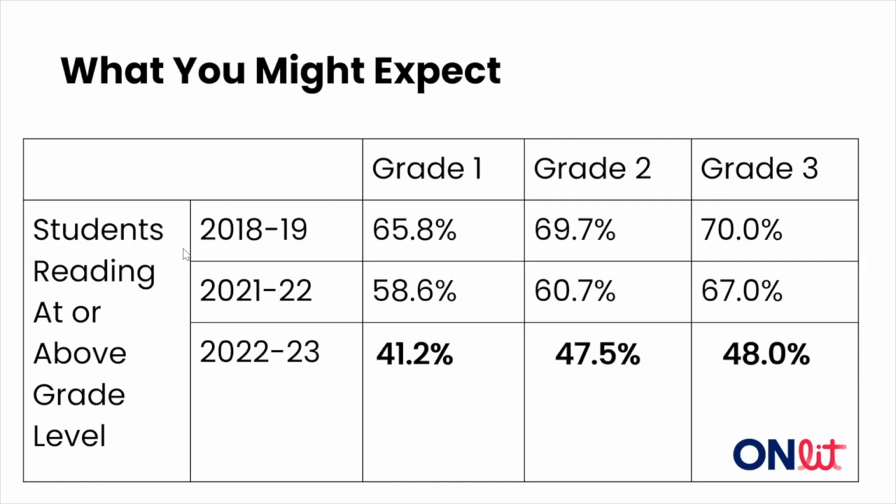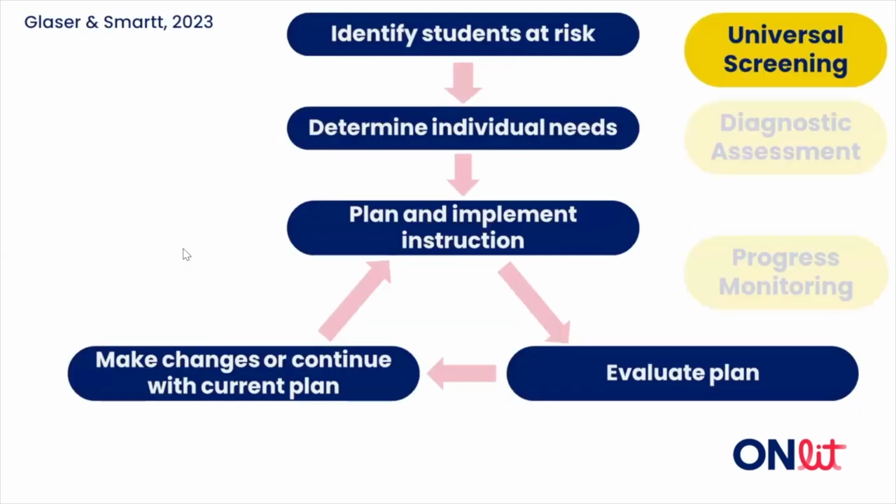The point here is that when you implement universal screeners and collect that data, you might be alarmed at the data you see. But now there is transparency, and you are able to make informed, data-based decisions to support teachers and students to ensure that these scores improve, and more importantly, what that means for the reading development of the students you serve. This session focused on universal screening used to identify students at risk. In the next session, we will look closer at diagnostic assessments and how they are used to determine the individual needs of students.